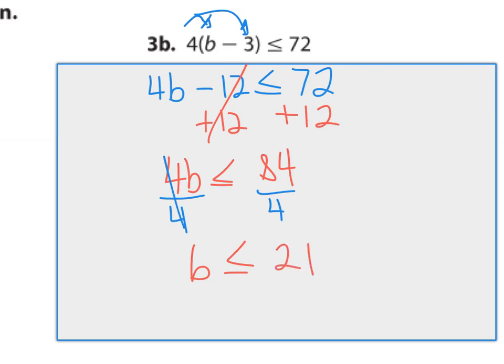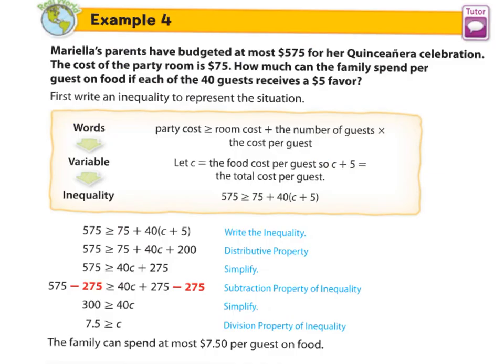So b is less than or equal to 21. I hope you got those answers correct. And lastly, we have example 4, which is a word problem, so putting this skill to a real world context.